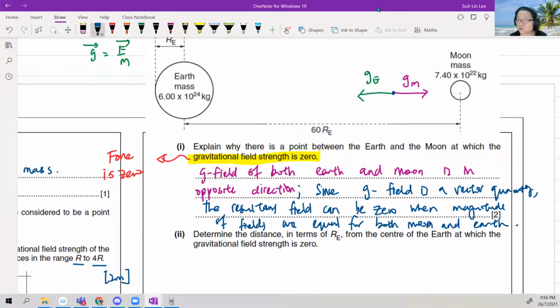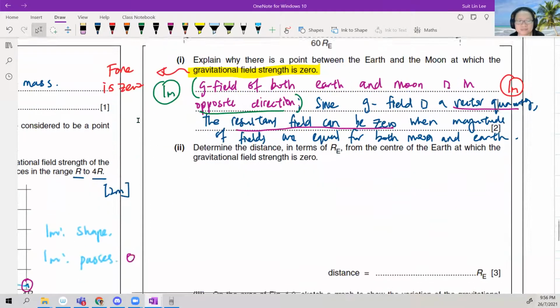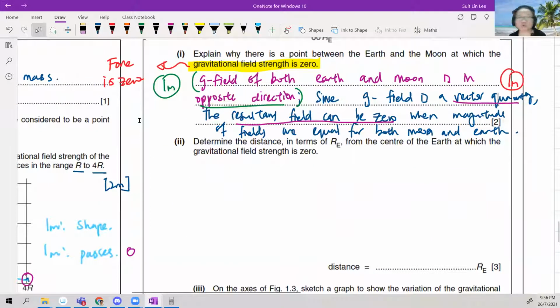Okay, so the mark here would be: gravitational force of both Earth and Moon is in opposite direction. 1 mark. Then the other mark is when you say, this is a vector quantity, so the resultant field can be 0. This is good enough already. I just wanted to make it super clear, which helps me answer part 2.